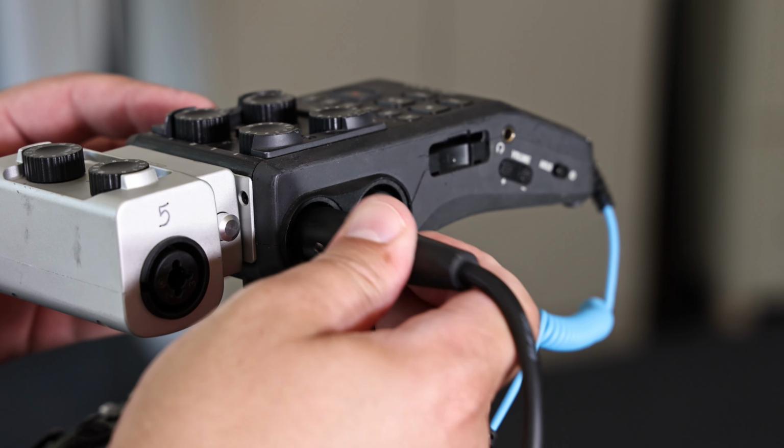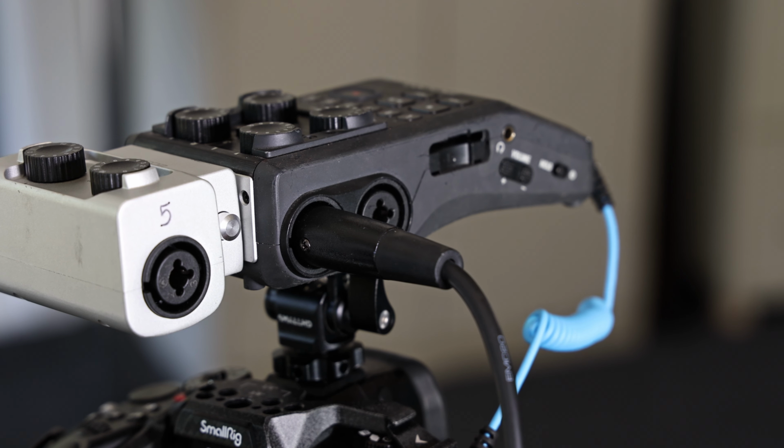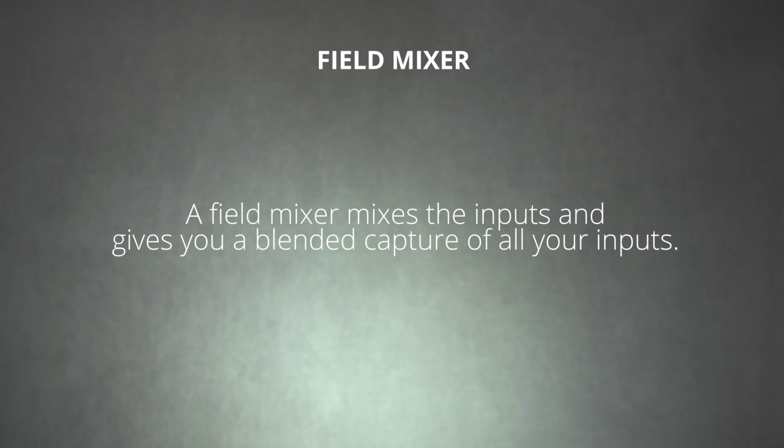When considering whether to capture audio with your camera or an external recorder, there are a few things to think about. If you need more channels than your camera can input, use an external recorder or a field mixer to capture all of your inputs. The difference between a field mixer and a recorder is how many tracks you capture. A field mixer mixes the inputs and gives you a blended capture of all of your inputs.